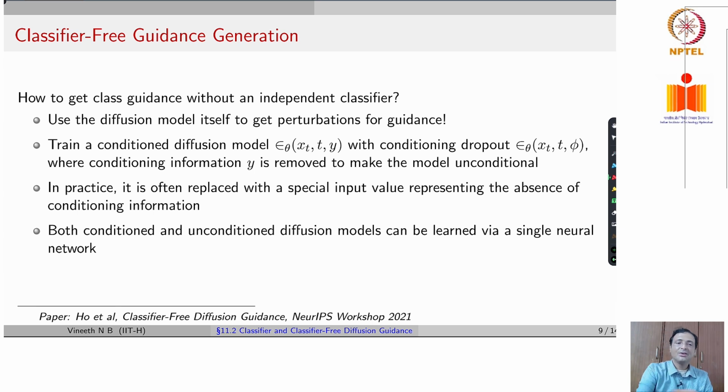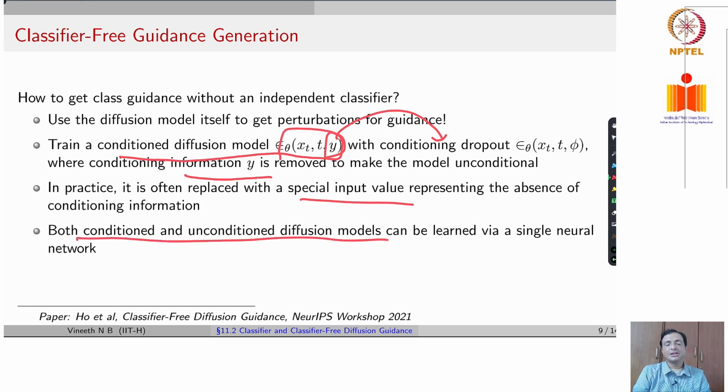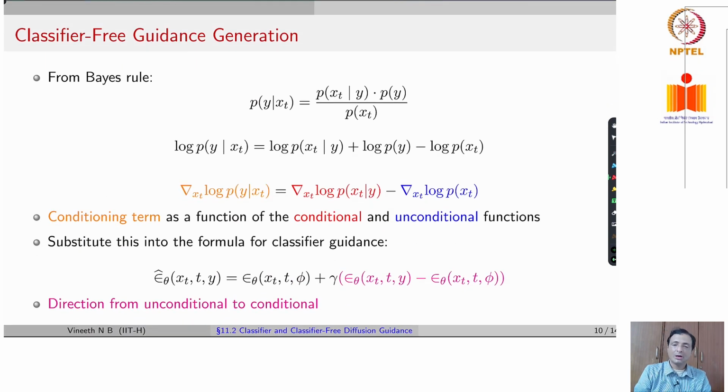How is this done? You train a conditioned diffusion model with conditioning dropout, where this particular information y is removed to make the model unconditional. In practice, you replace the y that is used to predict the noise with some special input value that represents the absence of any conditioning information in different iterations. Now, both the conditioned and the unconditioned diffusion models can be learned via a single neural network.